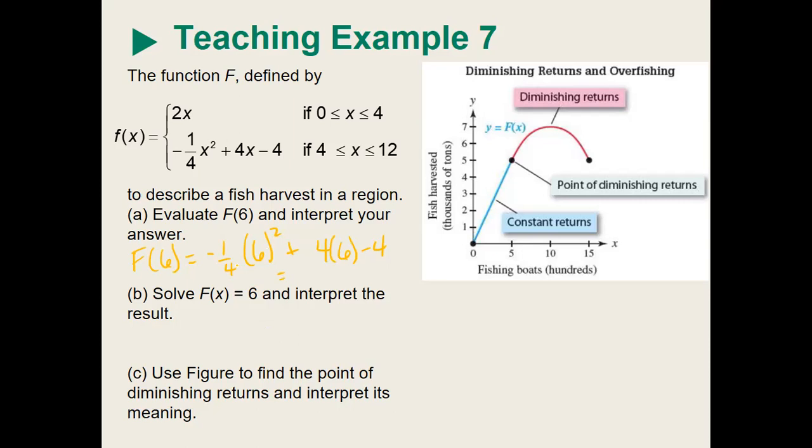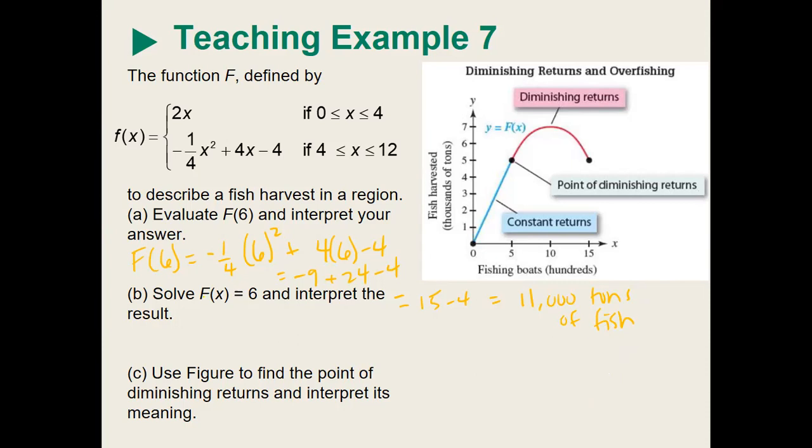This gives me 36. 36 divided by 4 is 9. 4 times 6 is 24. Minus 4. -9 plus 24 is 15. 15 minus 4 equals 11. So this tells me that when there are 600 boats out fishing, there's going to be 11,000 tons of fish brought in. That's the projected amount. Does that make sense?